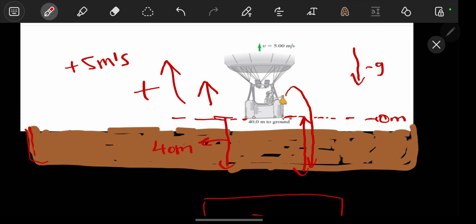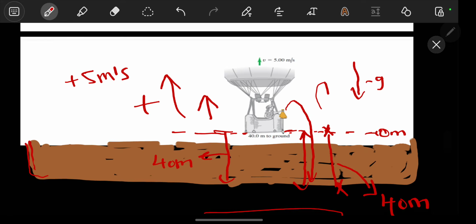Then the other thing is that we must understand what we are going to call our displacement. Remember, in the previous video, displacement is the change in position. So if the sandbag was at the 40 meter mark, and at the final it is the ground, the displacement, regardless of where it will go, will still be equal to 40 meters. It is just the difference between the initial position and the final position, even if it goes up first. So with that said, we can now answer the question.